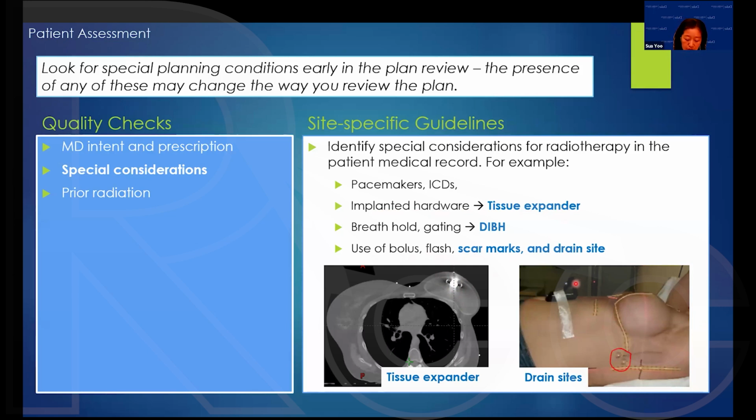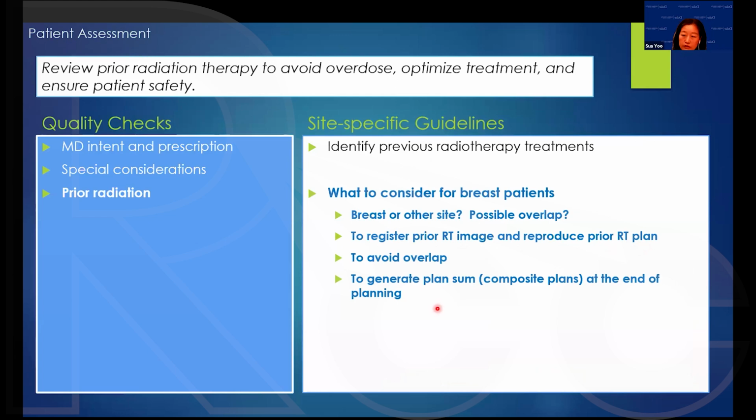Third, the other one, prior radiation. Yes, we need to know whether the patient had prior radiation or not, whether it was breast, same side, retreatment, or the other side. There will be some possible overlap. We need to know about this, and we need to get all the information. If there's a previous RT-CT, we need to import and register it, and overlap might be a concern. And also we need to generate a plan sum.